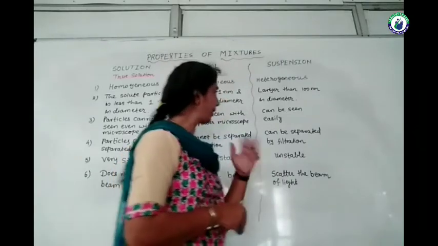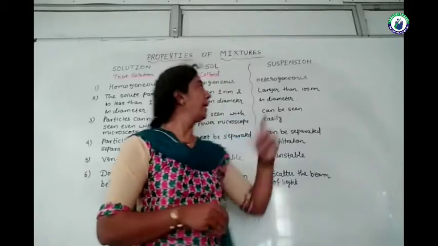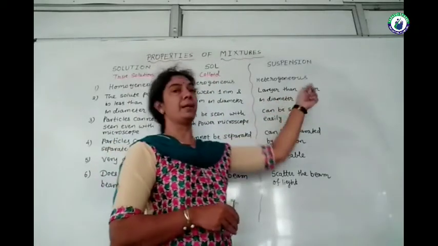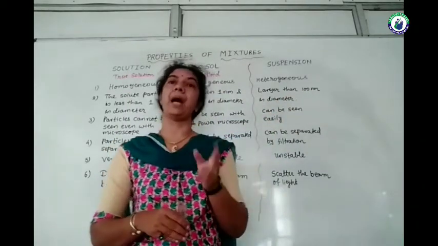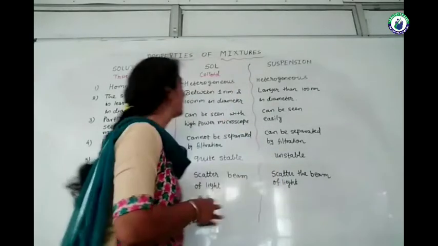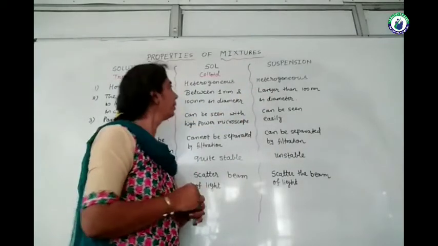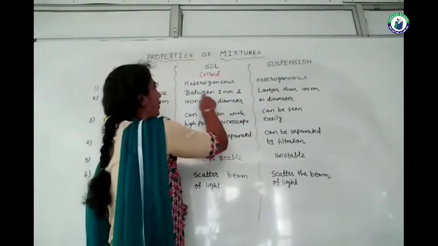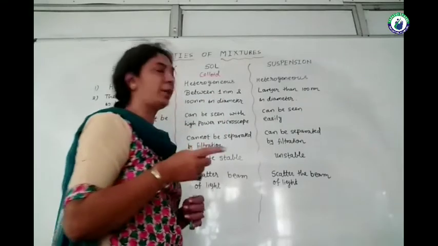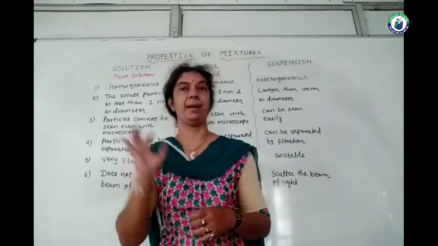First we will talk about suspension particles. They are larger than 100 nm in diameter, and colloids are in between true solution and suspension. So the diameter of the particle is in between 1 nm and 100 nm.